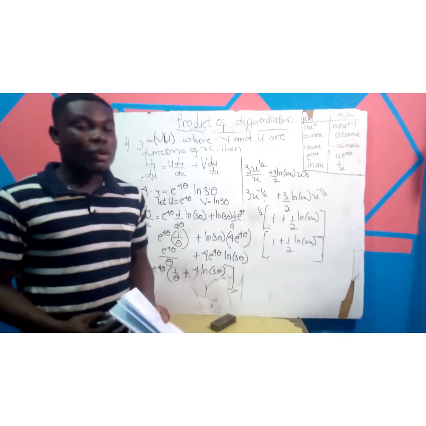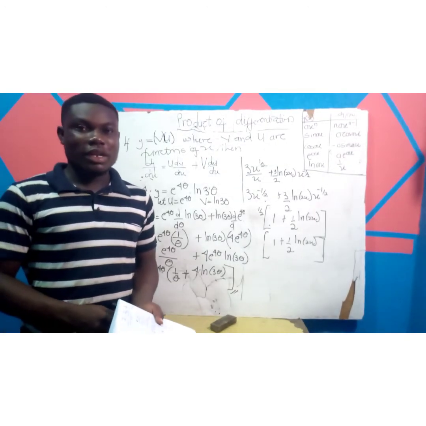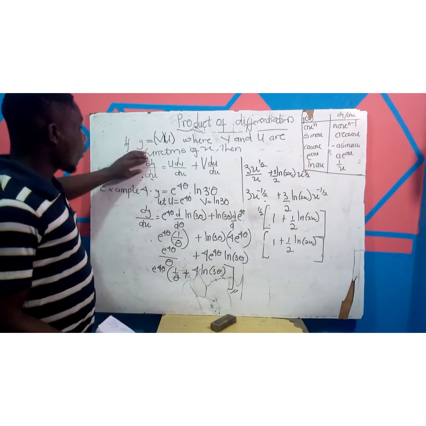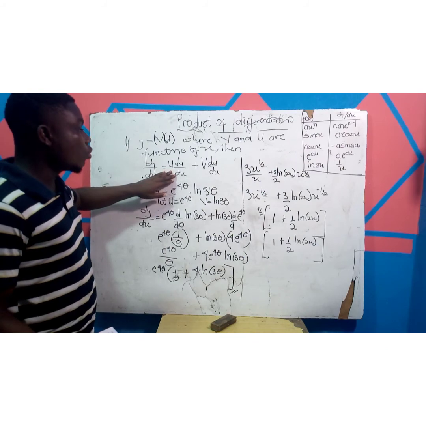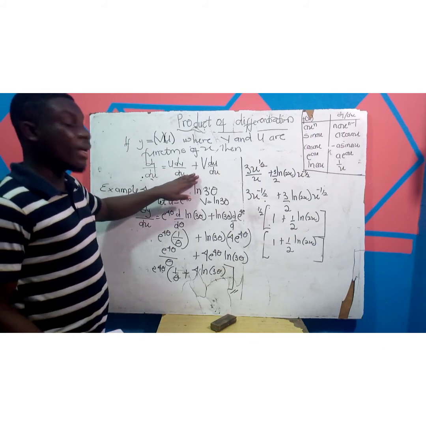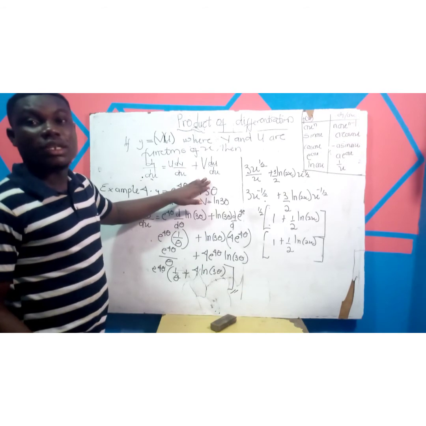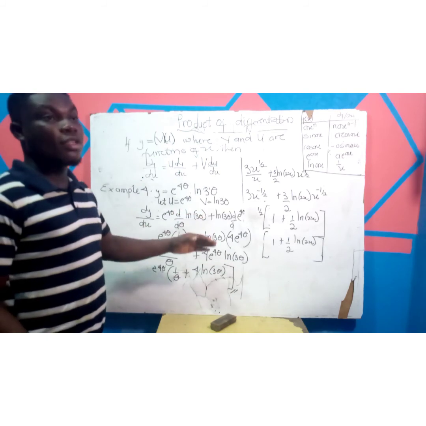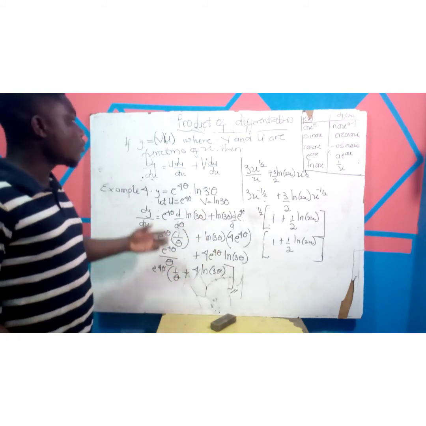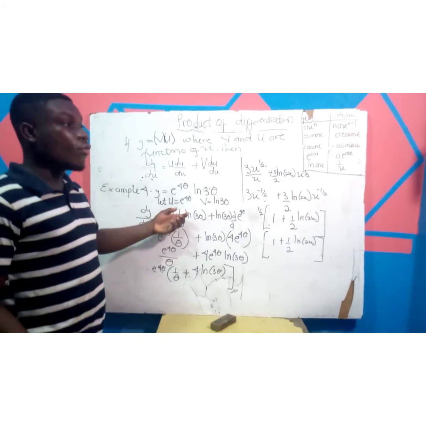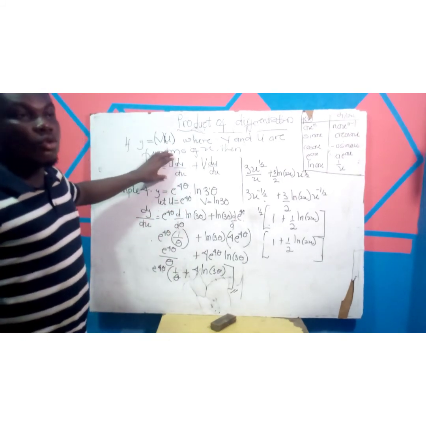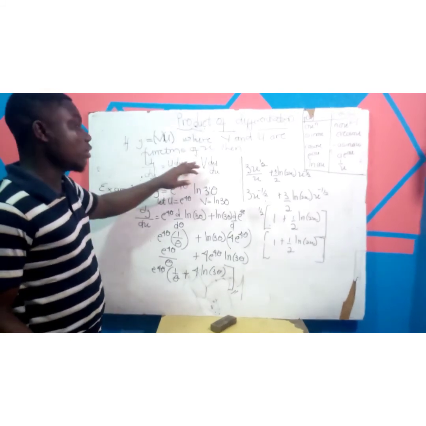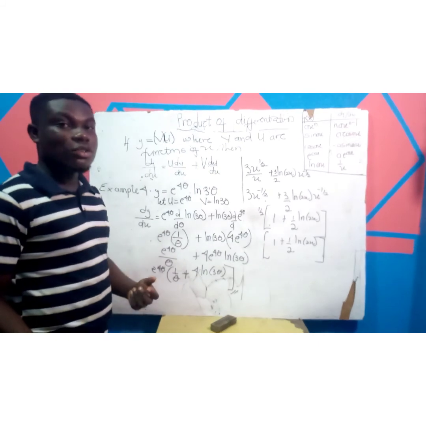So you see, product of differentiation is very simple. The only thing you have to know is your formula, which means dy over dx must be equal to u dv over dx plus v du over dx. And what you have to know is you have to identify your u, you identify your v. Then the next thing is very simple. Substitute your u and v into the formula. You keep one constant, you differentiate the other, plus you keep the other constant, you differentiate the next. That's all about product differentiation.